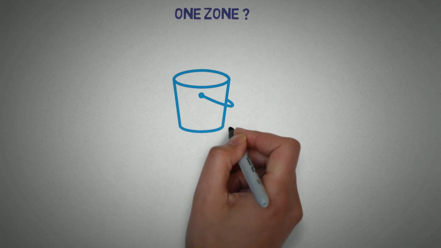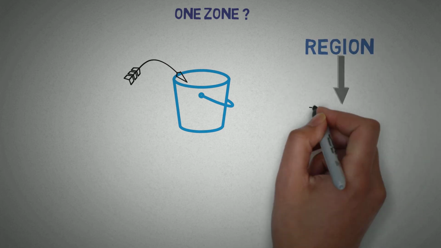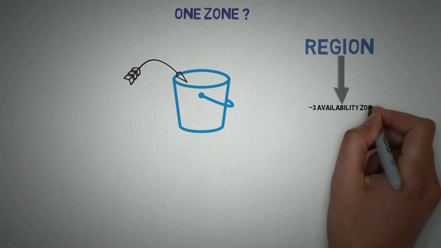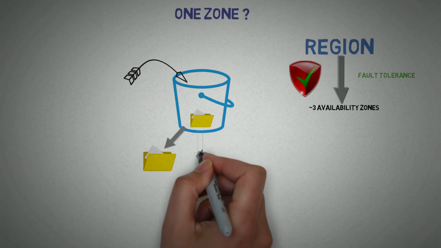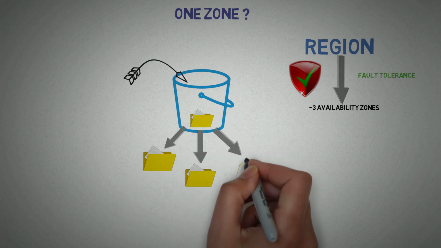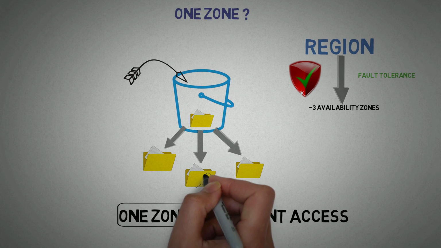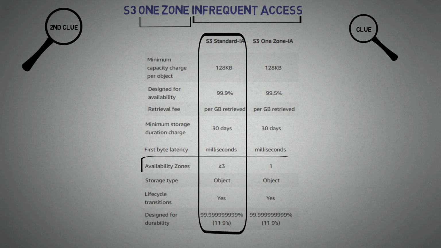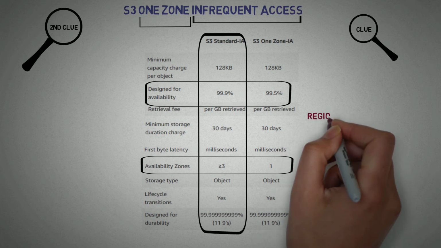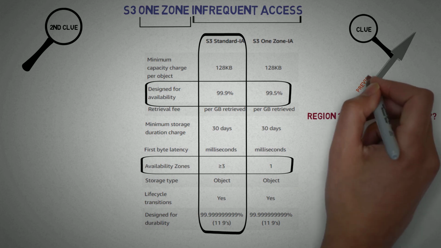So when we create an S3 bucket, we choose a region. And as we discussed previously in a video, a region has approximately 3 or more availability zones to achieve fault tolerance. So that means that when we upload our data on an S3 bucket, its copy is made on 3 availability zones. So here is the second clue, the one zone. That means in this storage class, the data is maintained only in one zone. And that's why its availability zone count is mentioned as 1. And the design for availability is also the lowest at 99.5%. If you're still wondering what a region and availability zone are, then do watch our previous video about this.